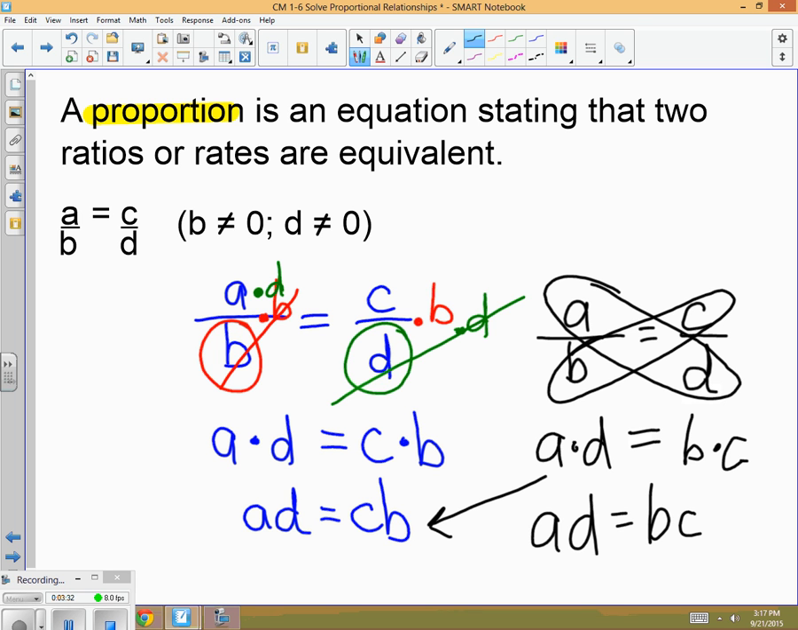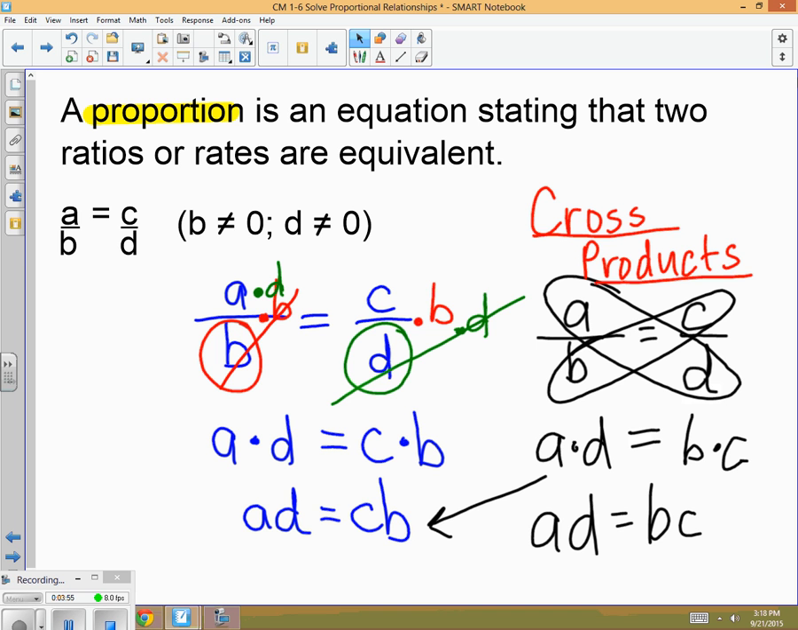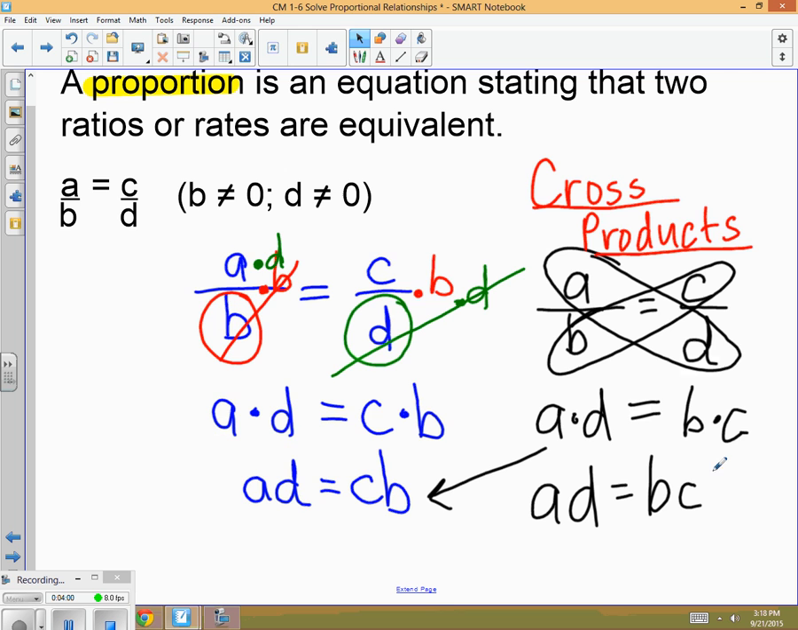The order doesn't matter because multiplication is commutative. You can change the order. So when you multiply the numerator and the denominator, this is something called cross products. And cross products is a way to solve proportions. For examples 1 and 2, we will be using the cross product method.